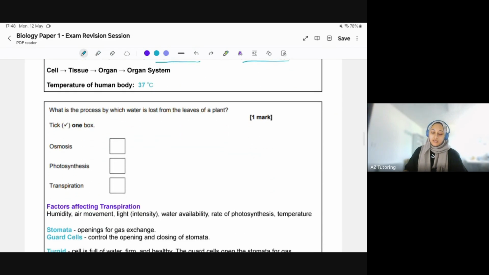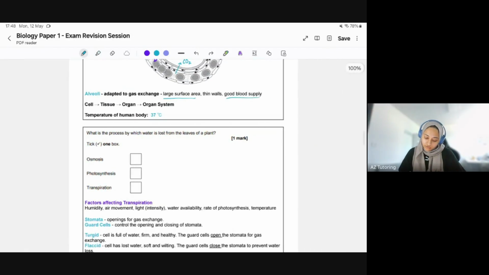Okay, we've got another exam question here. So it says here, what is the process? What's this question related to?